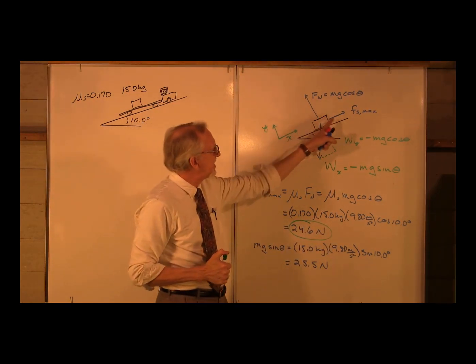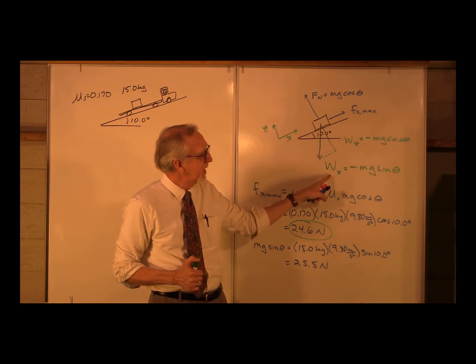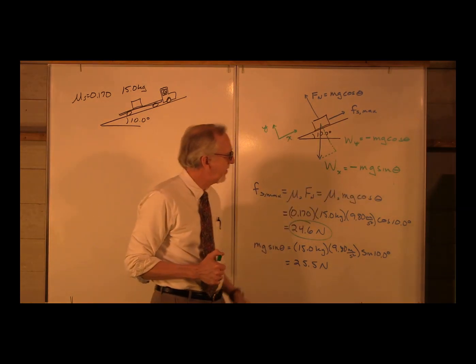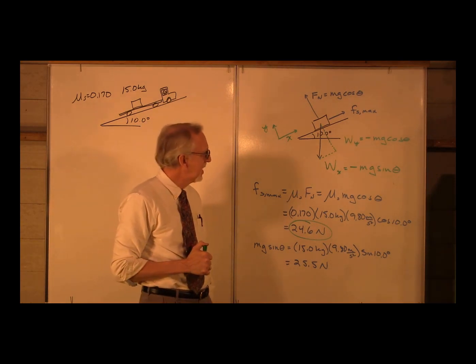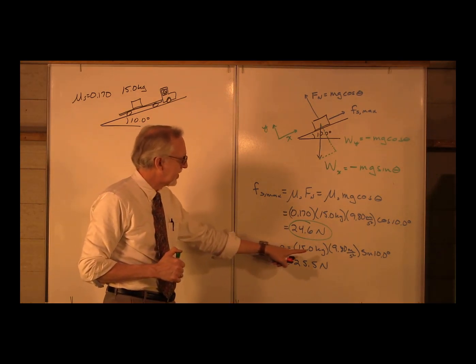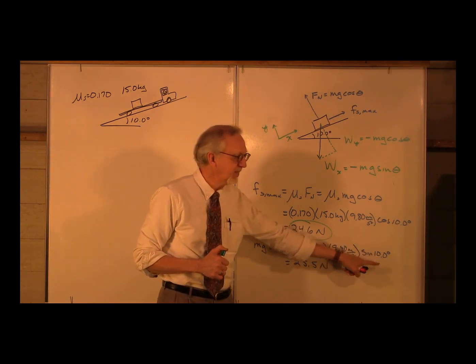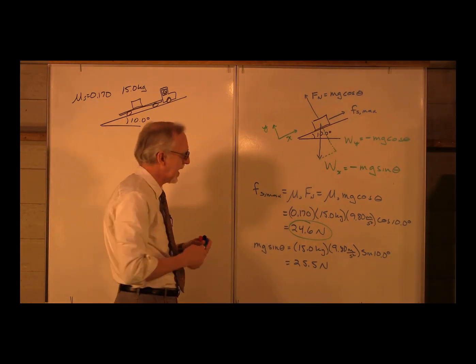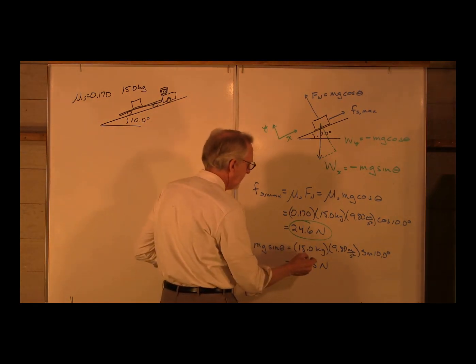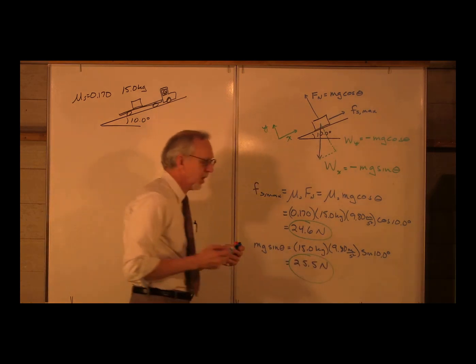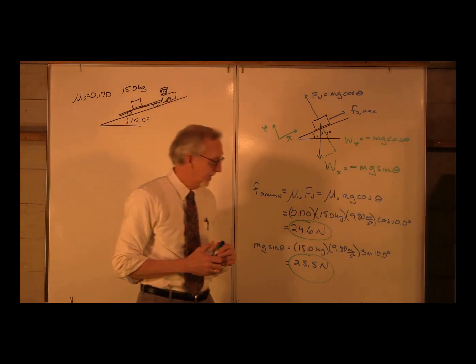What's working against that in the x direction? Well, it's the weight, the component of the weight down the incline, mg sine theta. So what's that? Well, mg sine theta is 15 kilograms, 9.8, sine 10. Multiply that. What do we get? 25.5 newtons. Well, what does that tell us?